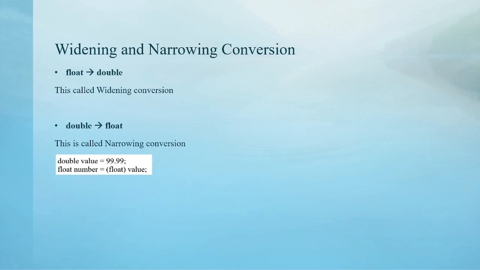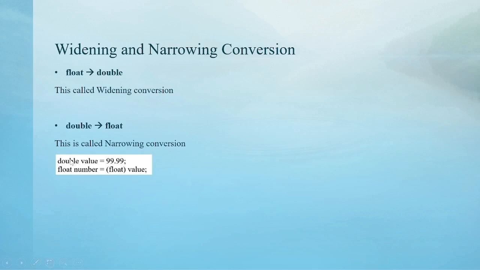Now this is related to widening and narrowing conversion. The first one is converting from float to double. Java can automatically convert this because a float has lesser precision than a double, and we are moving to a type that can represent more precision. So this is called a widening conversion. The second one is double to float. This is a narrowing conversion. Some precision may be lost. Therefore, Java requires us to explicitly indicate that conversion if we really want it.